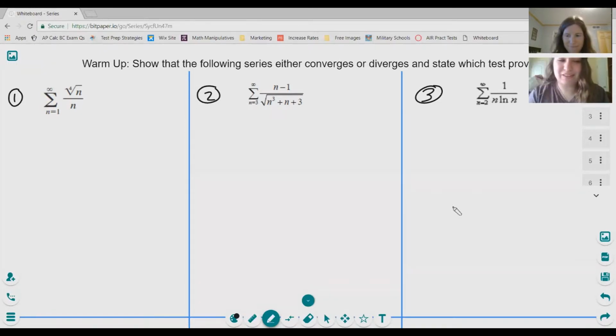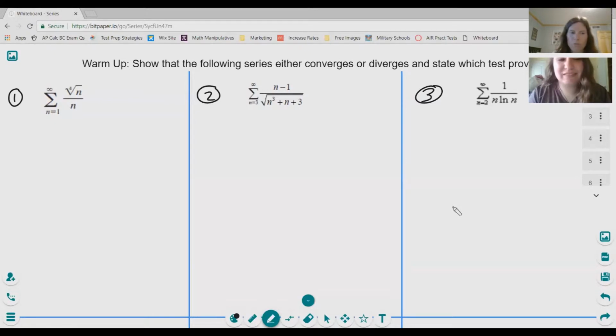I wouldn't think the root test. Okay. Because it's not to the nth root. Mm-hmm. Okay, so limit comparison, or just regular comparison? Okay. What would you compare it to? I don't know.